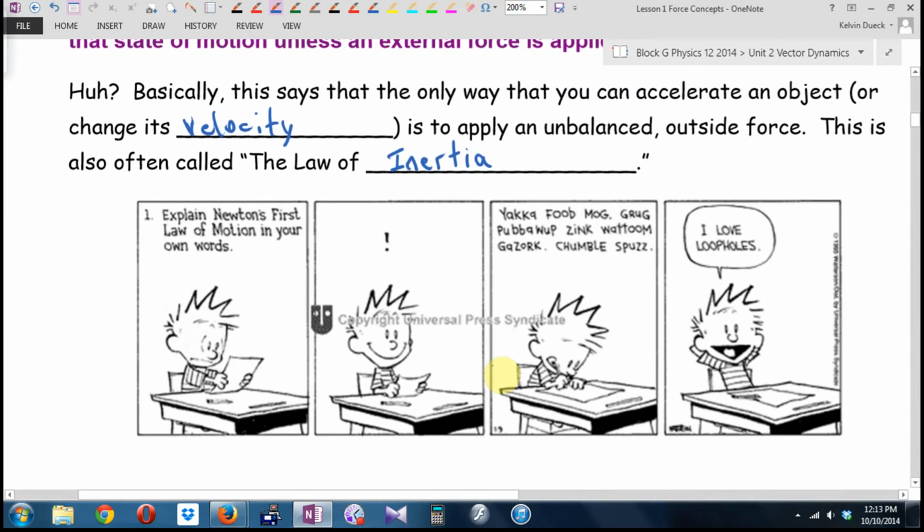Oh, we have Calvin and Hobbes explain Newton's first law of motion in your own words. Yakafub Mog, Grug, Pubawump, Zinc, Watum, Gazork, Chumble, Spuzz. Newton's first law of motion in his own words. He met the criteria. Don't try that on a test with me.